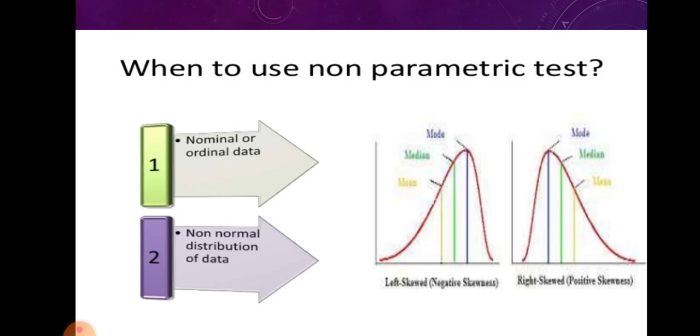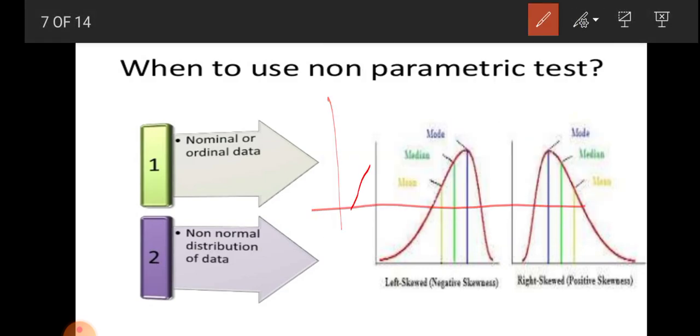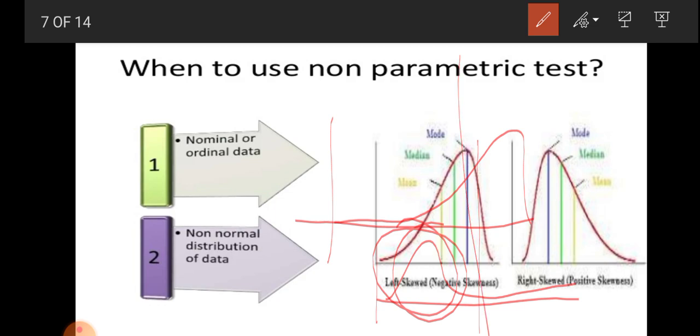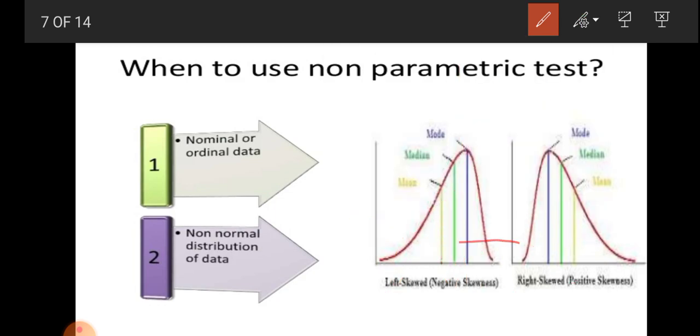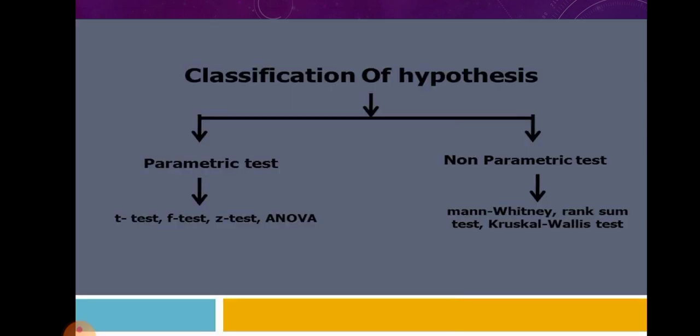Non-normal distribution. In normal distribution, as I have shown in the graph, the graph is equally inclined. But in non-normal distribution the graph is something like this, means it's not equal. If you divide this graph in half, most of the portion is on one side. So if the data has a non-normal distribution, then we will use non-parametric test. If nominal or ordinal data is there, then we will use non-parametric test.